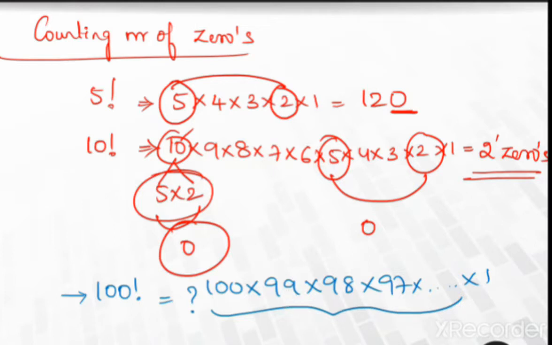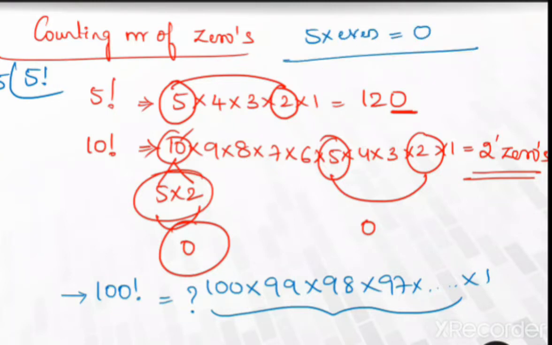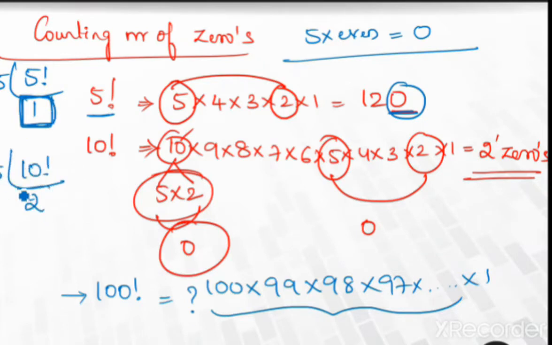So what is the shortcut trick here? In 5 factorial, I'm dividing by 5. Why am I dividing by 5? Because 5 into any even number gives a zero. Here 5 ones is 5, so in 5 factorial you will get only 1 zero. Similarly in 10 factorial, 5 twos is 10, so you will get 2 zeros.